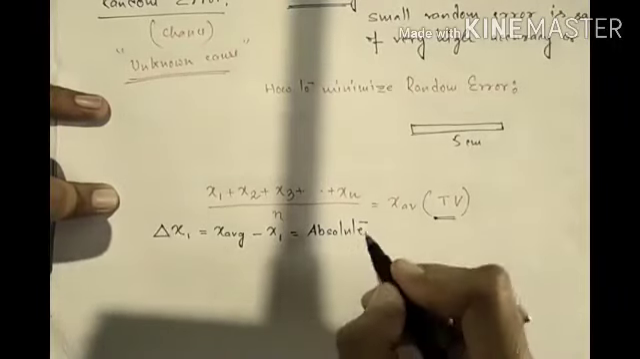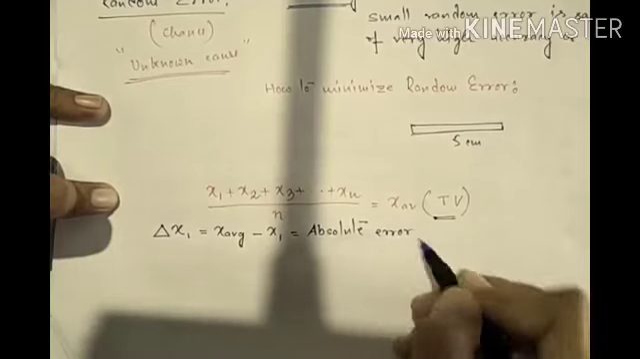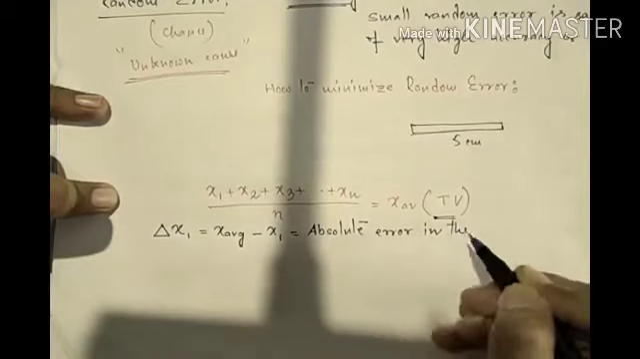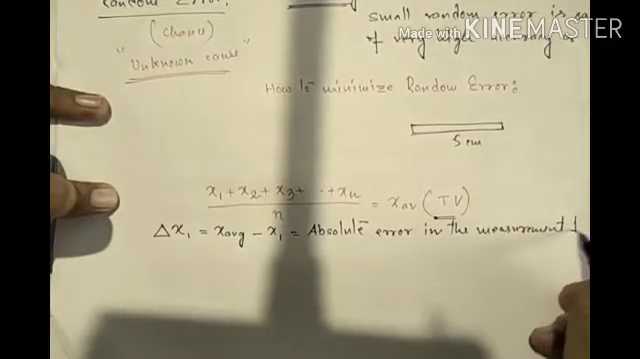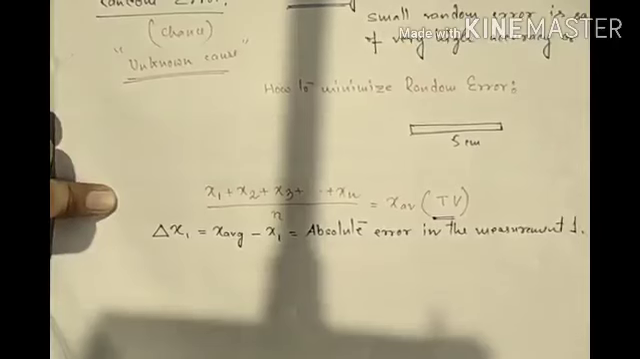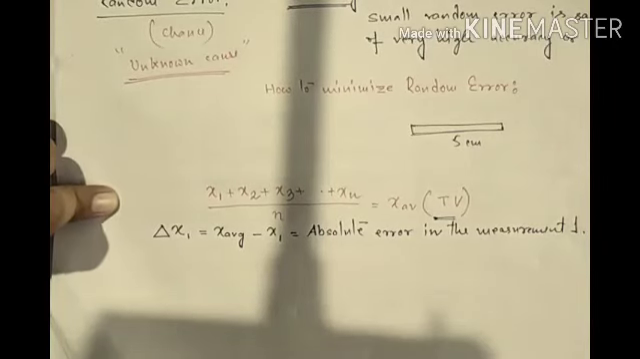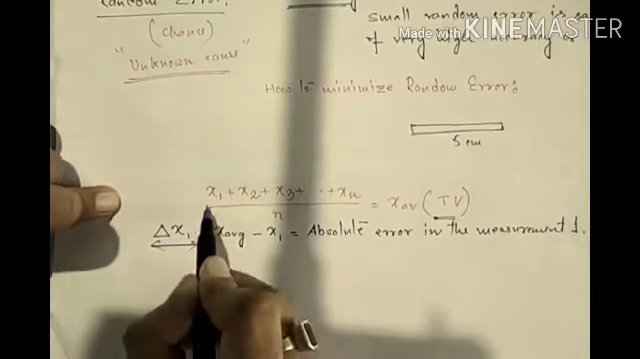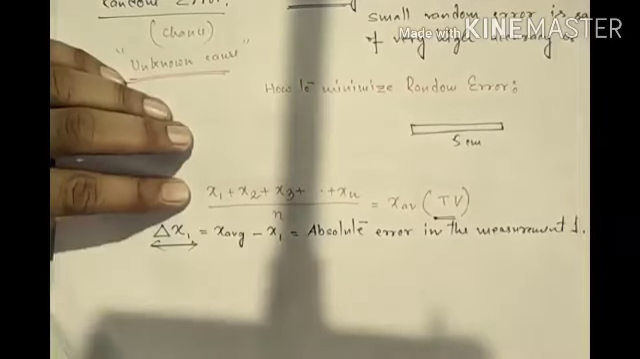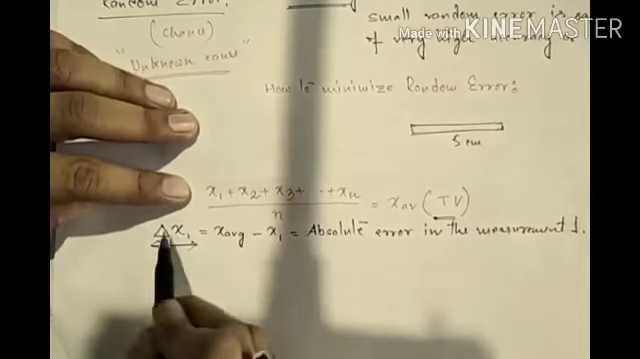A new term, absolute error in the measurement 1. That means during my first measurement, the first time when I measured the length of the pen, the amount of absolute error I had in my observation was delta x1. That means when I calculated x1, the amount of mistake that I committed is nothing but delta x1.